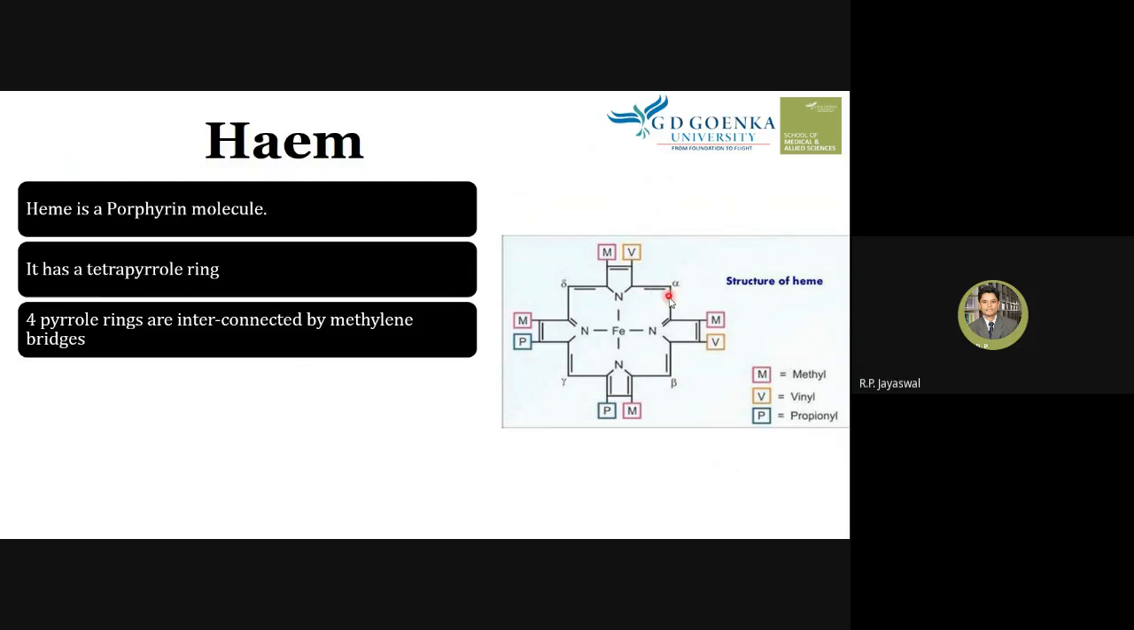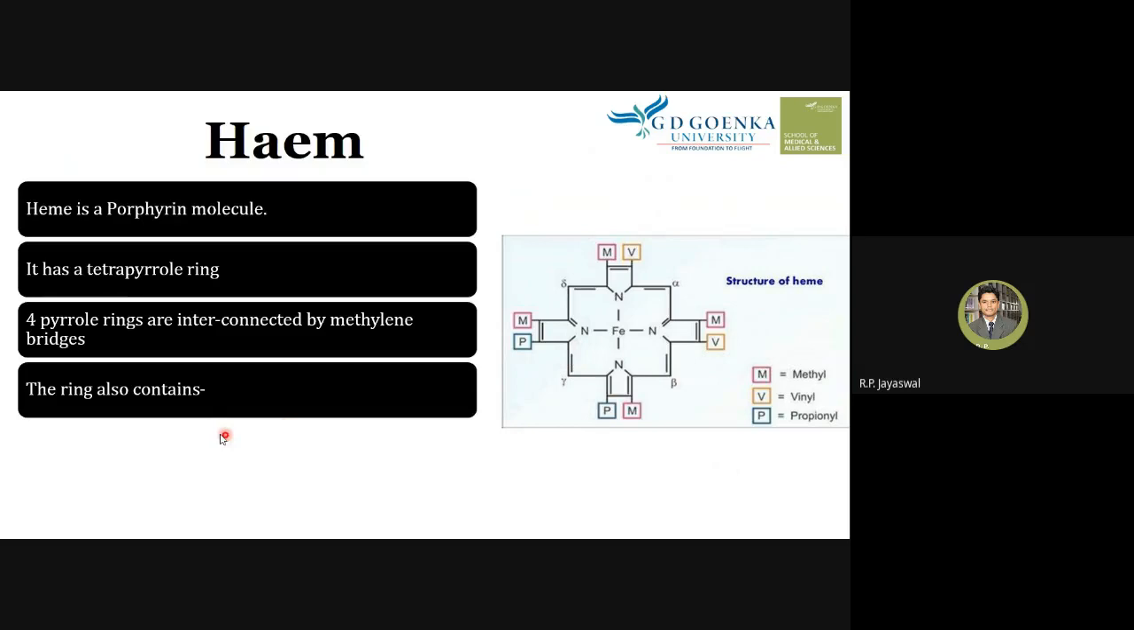So these are the methylene bridges, alpha, beta, gamma, delta. These are the methylene bridges which connect each pyrrole ring. And the ring also contains specific groups like vinyl groups, methyl groups, and propionyl groups. So you can see here that alpha is the first pyrrole ring.